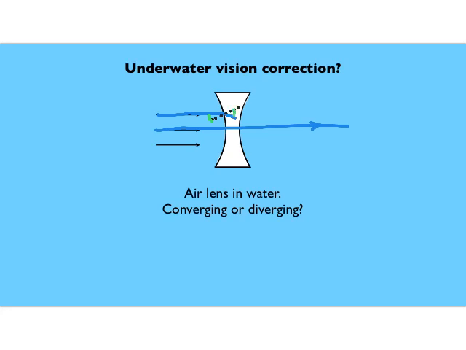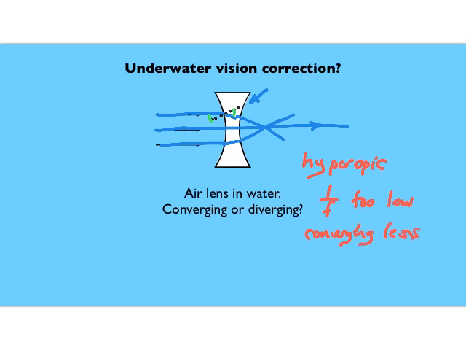And then when it goes out, it's going to bend to a smaller angle. As a consequence, it's going to get bent toward the optical axis. And so this lens is going to work as a converging lens. An air-filled shape like this underwater will converge rays of light. And when you're underwater, as we've seen, you are hyperopic. The power of your visual system is too low. You are going to need a converging lens. And so this shape right here would work for underwater vision correction.